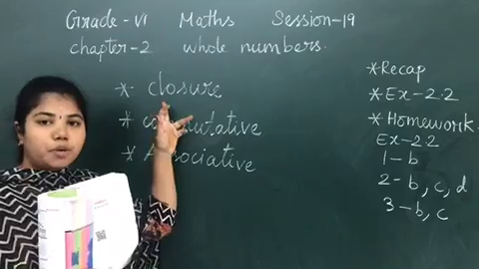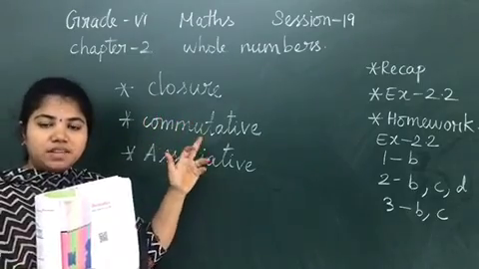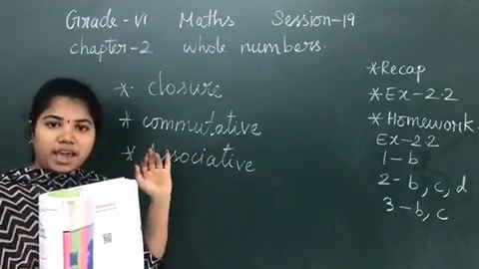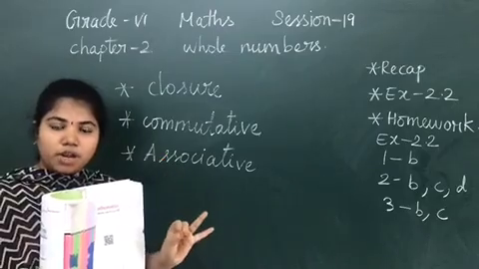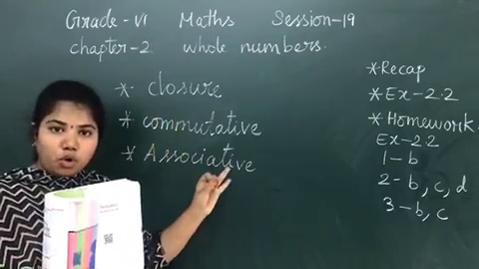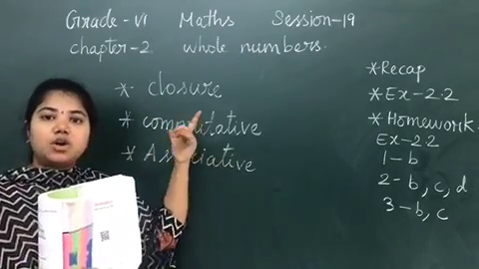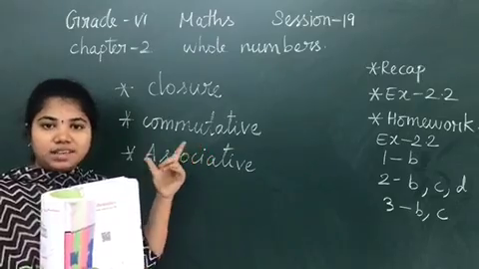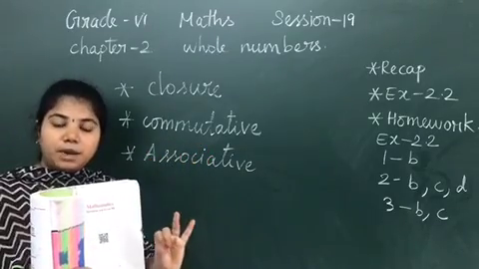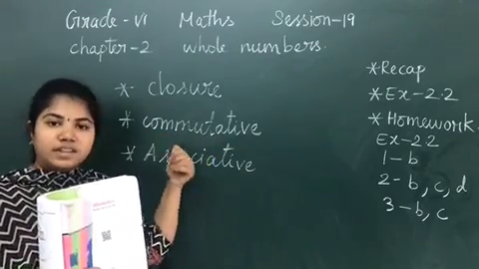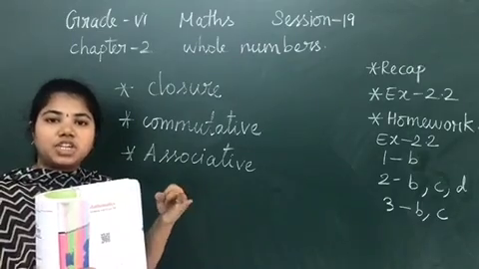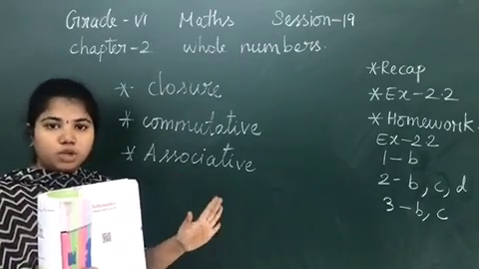Now, what is the closure property? A plus B is equal to C, where A is a whole number and B is a whole number. If the sum of two whole numbers is a whole number, then the closure property is satisfied. Addition and multiplication for whole numbers satisfy the closure property. Subtraction and division do not satisfy the closure property.